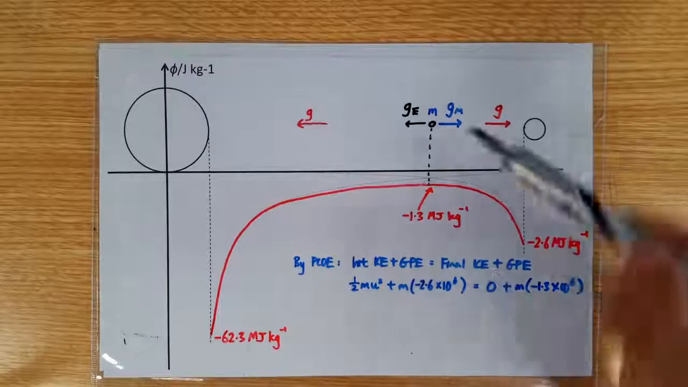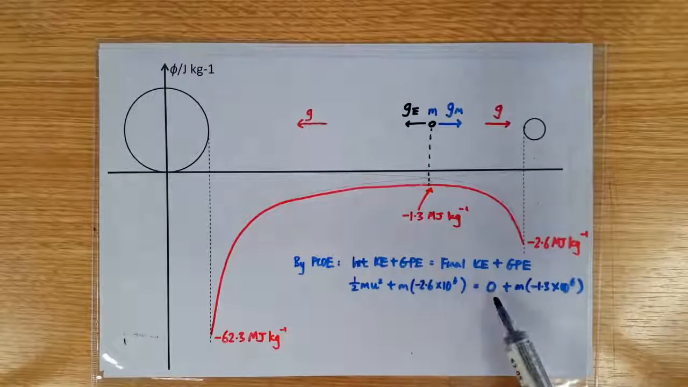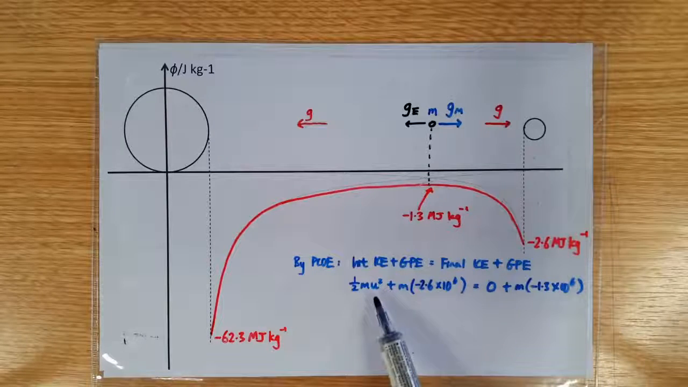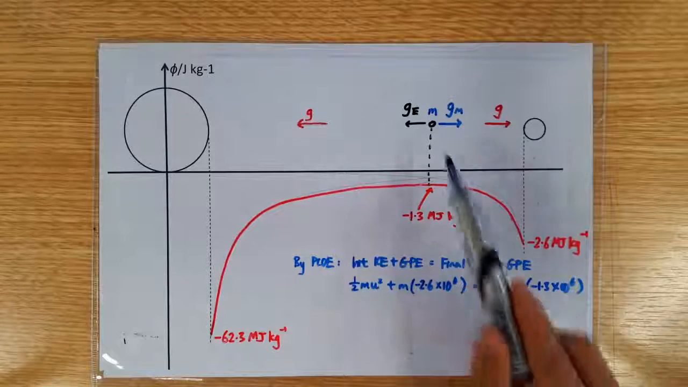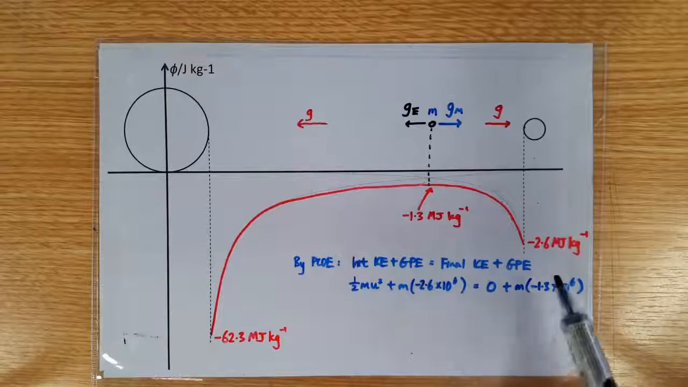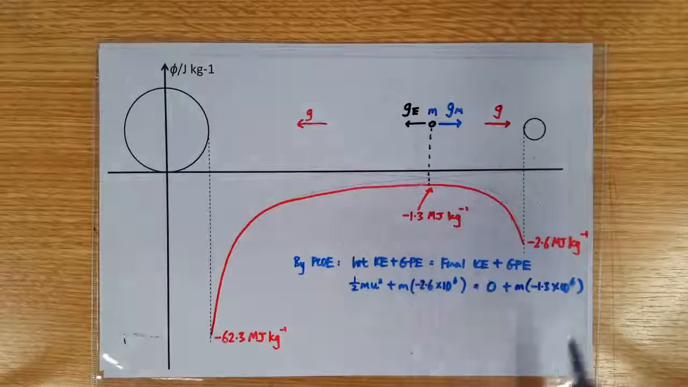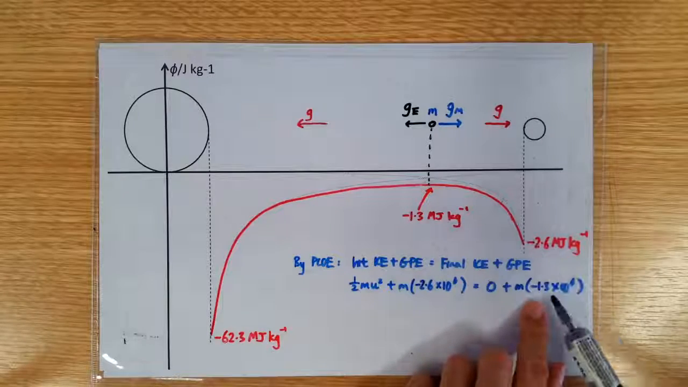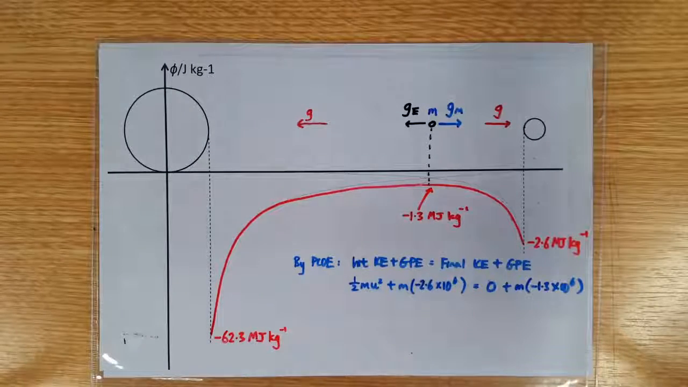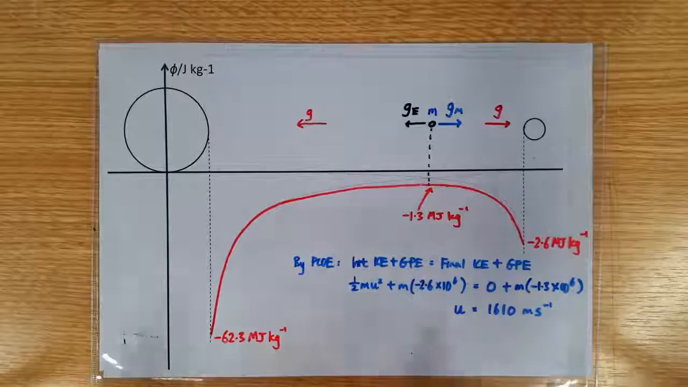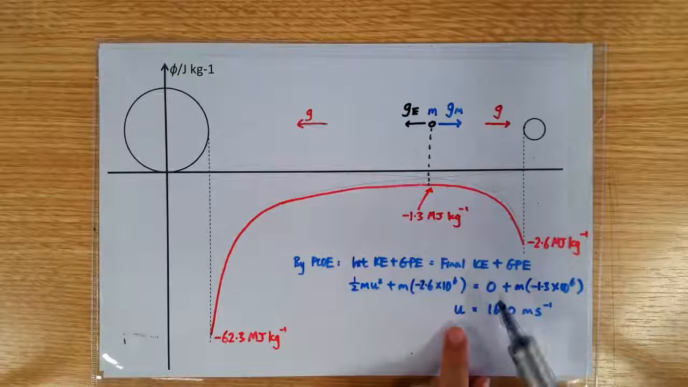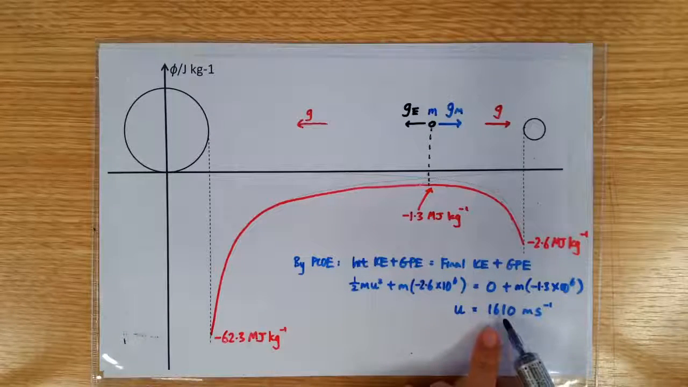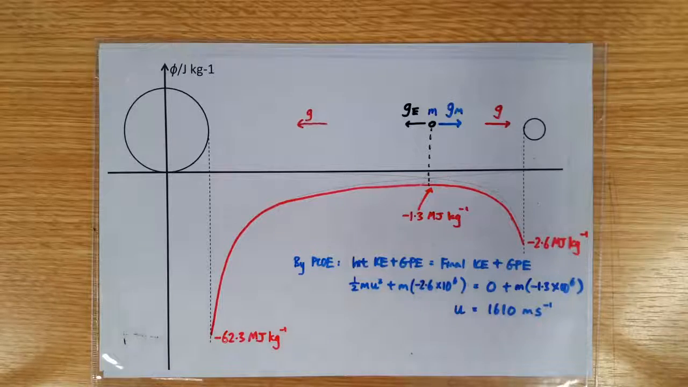So the final KE, at the null point, we are going to write as 0 because we want to find the minimum launch speed such that it can arrive at the null point. And its GPE at the null point will be the mass times the gravitational potential there, which is negative 1.3 megajoules per kilogram. So press your calculator, and you'll arrive at the answer of u being 1610 meters per second.